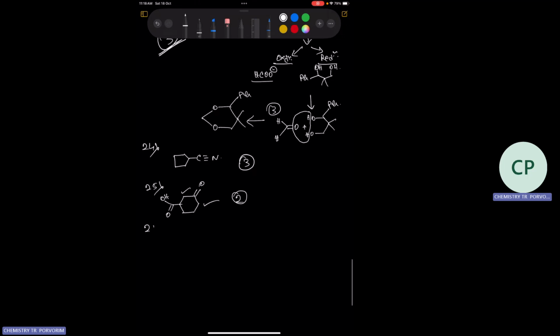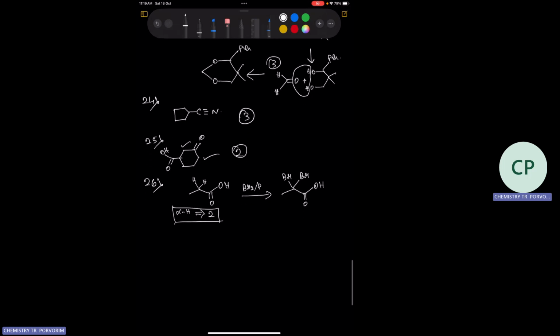Next, question number 26. Propionic acid with bromine and phosphorus yields a product. How many alpha hydrogens are replaced by bromine? If we use bromine with red phosphorus, we will get this product. This one is the product, bromine. So how many alpha hydrogens are replaced here? How many alpha hydrogens are there? Alpha hydrogen is basically 2.